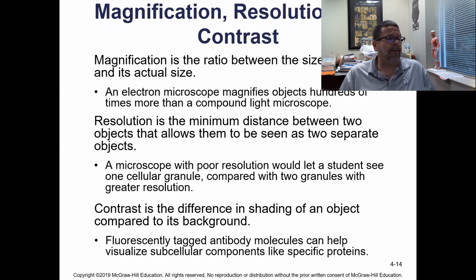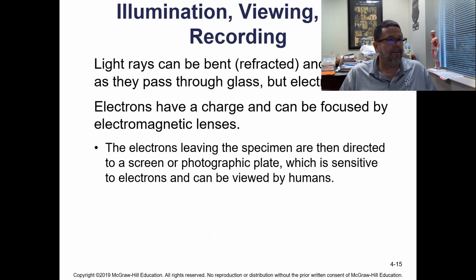Resolution is the minimum distance between two objects that you can still see as two objects. Obviously, that gets better as we go up in power. We only have light microscopes in Northwest. I think Ole Miss probably has an electron microscope, and I think the scanning ones are maybe in Jackson. Maybe Mississippi State may have one, but they're very, very, very expensive.